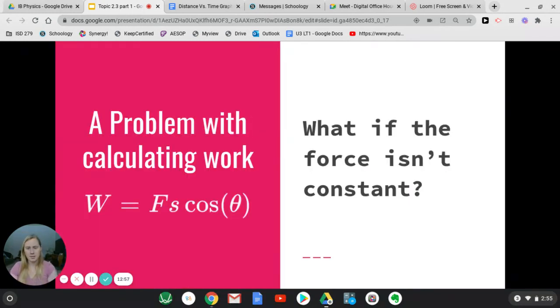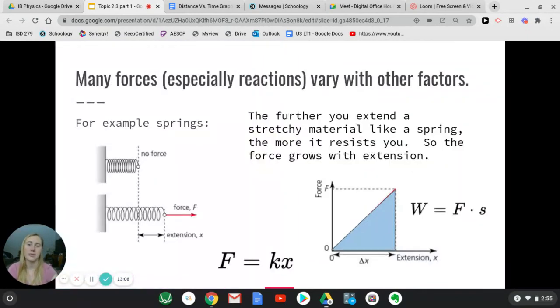So, a problem with calculating work. What if that force isn't constant? Most people struggle to maintain forces because our muscles just can't do it. And so many forces, especially reaction forces, like from a spring or a surface, they vary with other factors like the weight of the object or how far you have pulled something.